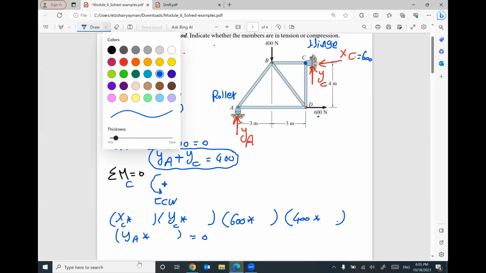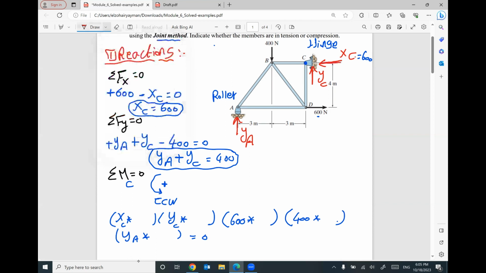What is the distance between XC and point C? The distance is 0. What is the distance between YC and point C? The distance is 0. What is the distance between 600 Newton and point C? The distance will be vertical, which is 4 meters. What is the distance between 400 and point C? The distance will be horizontal, 3 meters. What is the distance between YA and point C? The distance will be horizontal, 6 meters.